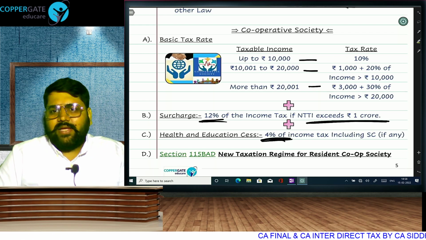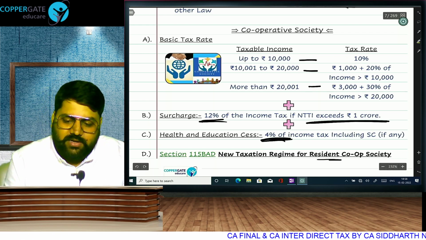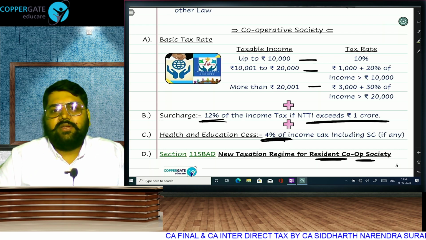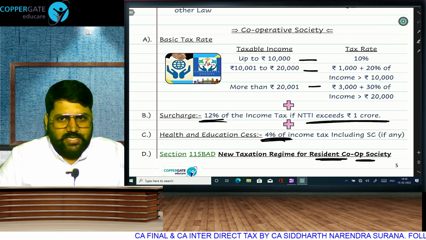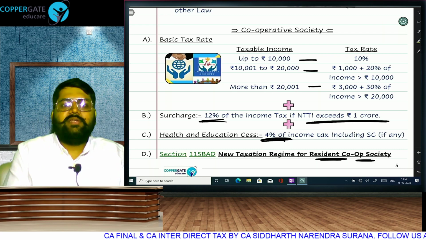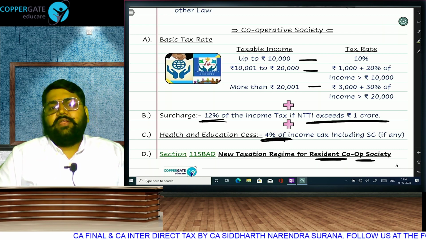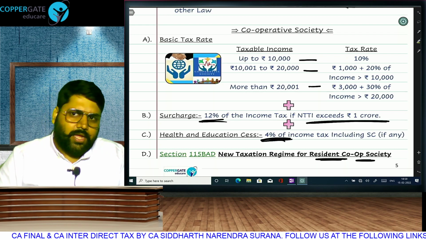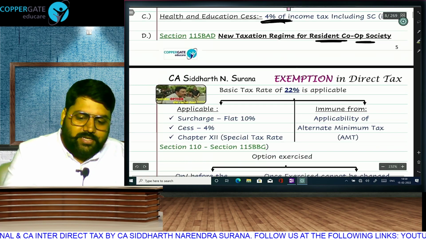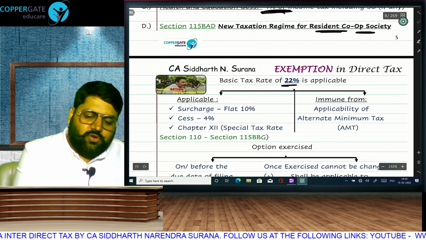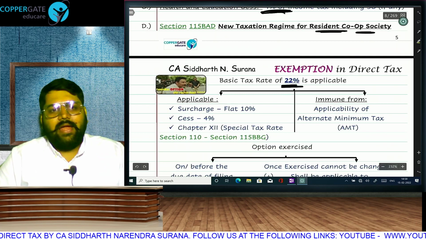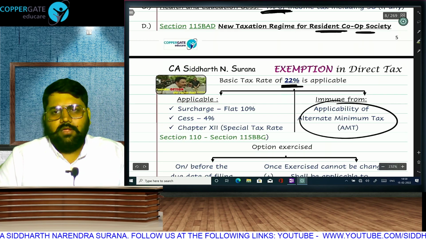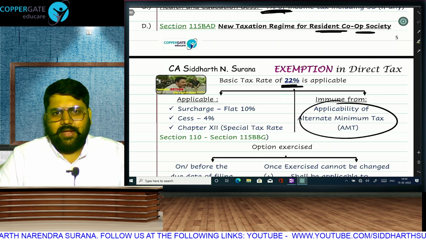We also have a new taxation regime which is applicable. Now see carefully, here they have mentioned resident cooperative society. That means this will not be applicable if it is a non-resident cooperative society. This will be applicable only and only if it is a resident cooperative society, not applicable for non-resident. So in 115BAC they did not mention. Okay, and now things will become a little easy for you. First, basic tax is going to be applicable at 22% flat. So no slabs, flat 22. AMT not applicable. No applicability of alternate minimum tax.